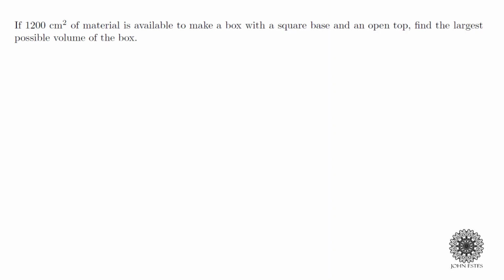I want to look at the question: if 1200 centimeters squared of material is available to make a box with a square base and an open top, find the largest possible volume of the box. This kind of question is an optimization question, and what you're trying to do is find a max or a min. This is an applied max-min problem. Some books call this optimization.